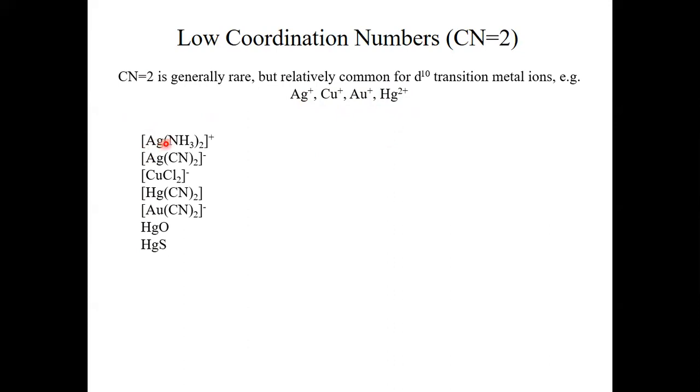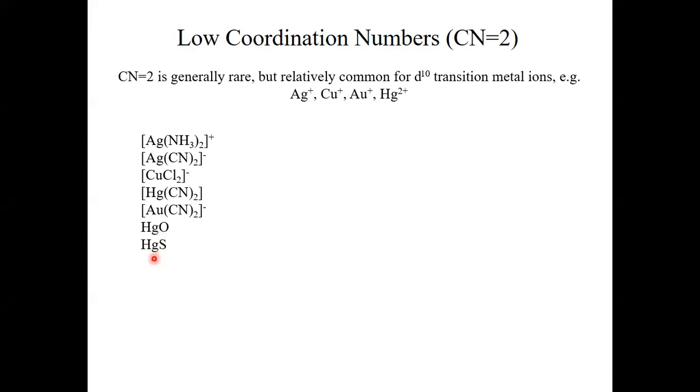So here are a few examples of linear complexes these metal ions make. So for instance, the diammine silver plus ion that we previously encountered when we discussed nomenclature is an example for that. The dicyano argentate minus ion is another example. The dichloro cuprate minus ion is an example like this. Mercury dicyanide is an example. Dicyano aurate minus is another one, as well as mercury oxide and silver oxide.